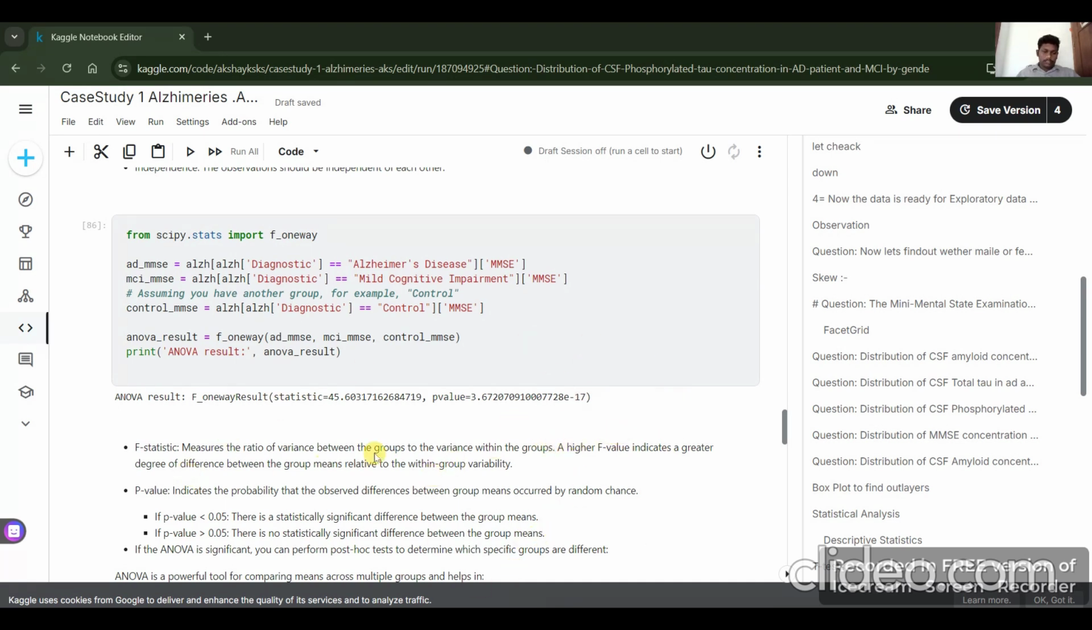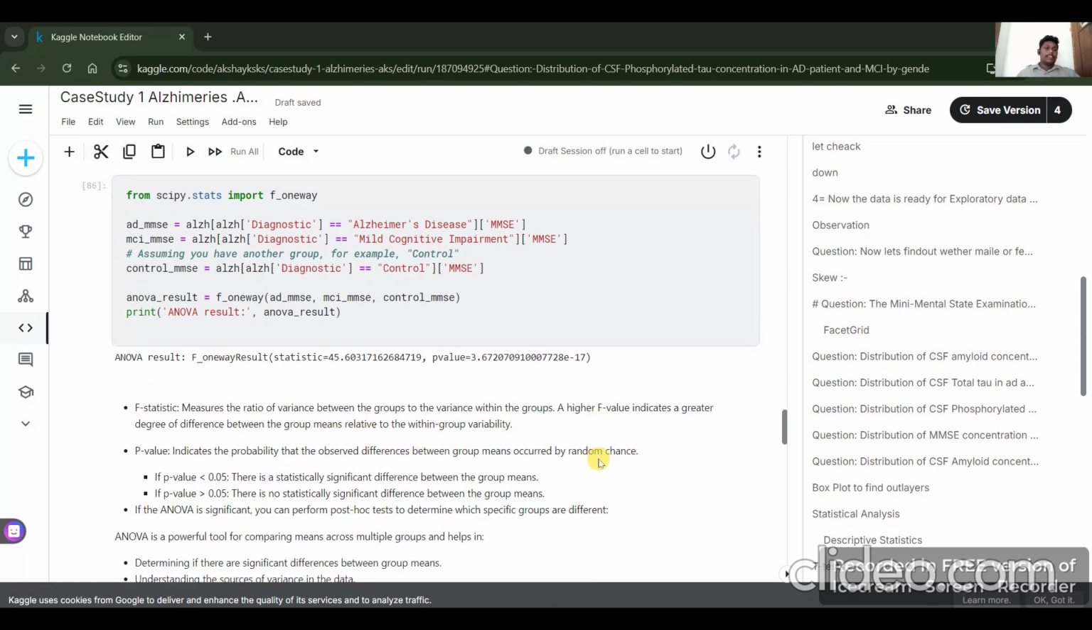The F statistic measures the ratio of variance between the groups to variance within the groups. A higher F value indicates a greater degree of difference between the group means relative to the within-group variability. The p-value indicates the probability that the observed difference between group means occurred by random chance.